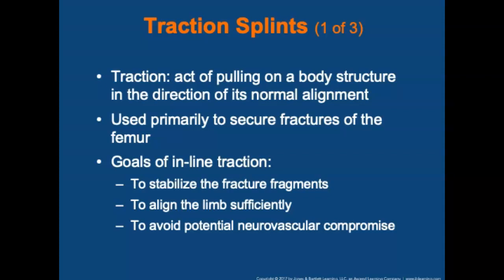Traction splints are used primarily to secure fractures of the shaft of the femur, which are characterized by pain, swelling, and deformity of the mid-thigh. When applied correctly, traction stabilizes the bone fragments and improves the overall alignment of the limb. Do not attempt to force the bone fragments back into alignment. In the field, the goals of inline traction are as follows: to stabilize the fractured fragments, to prevent excessive movement, to align the limb sufficiently to allow it to be placed in a splint, and to avoid potential neurovascular compromise.